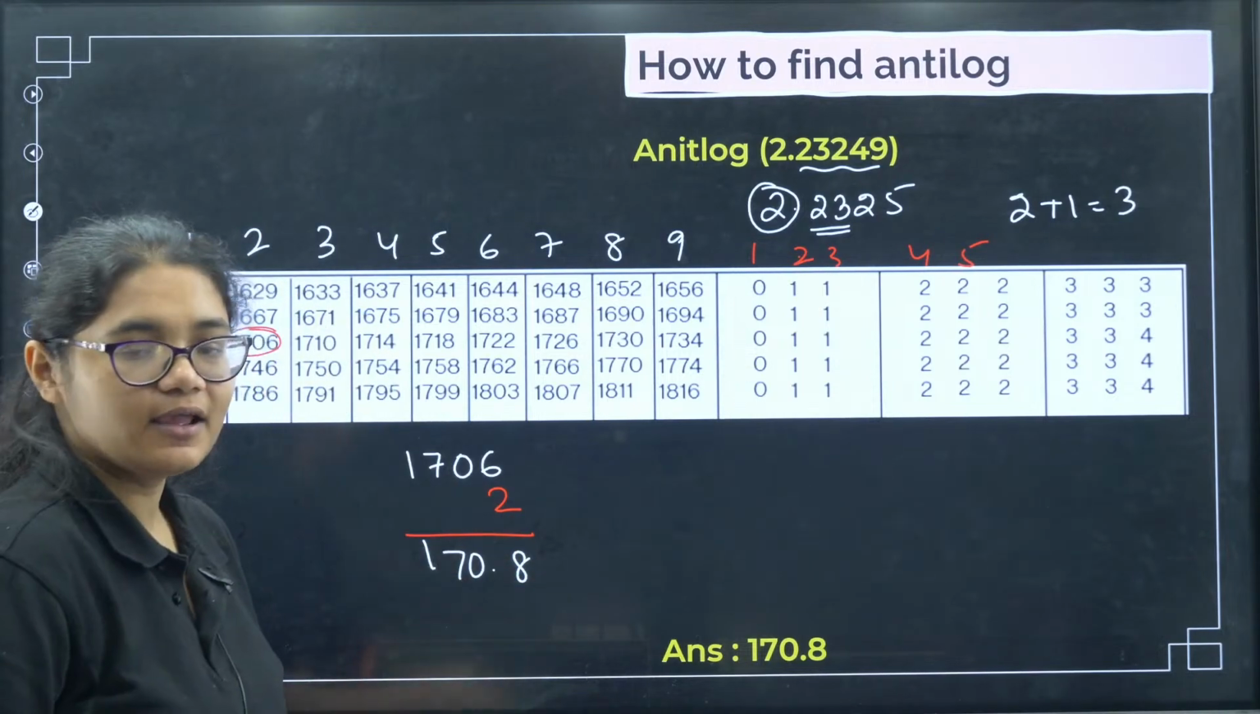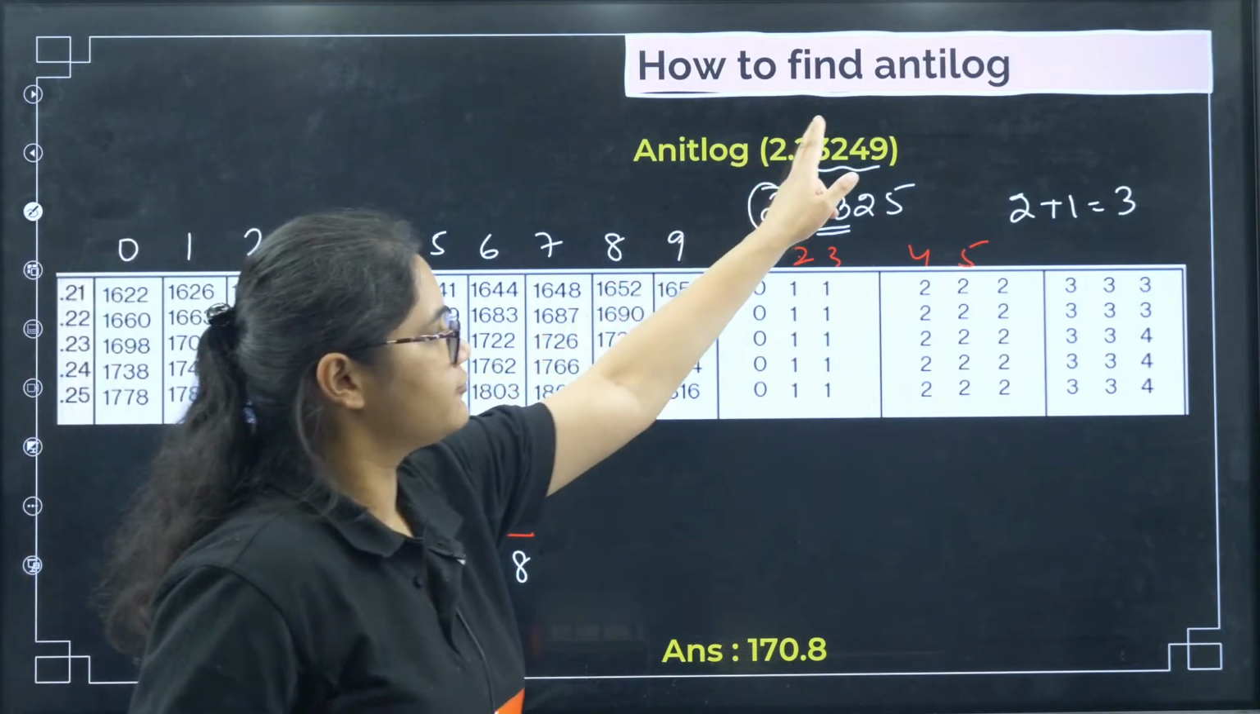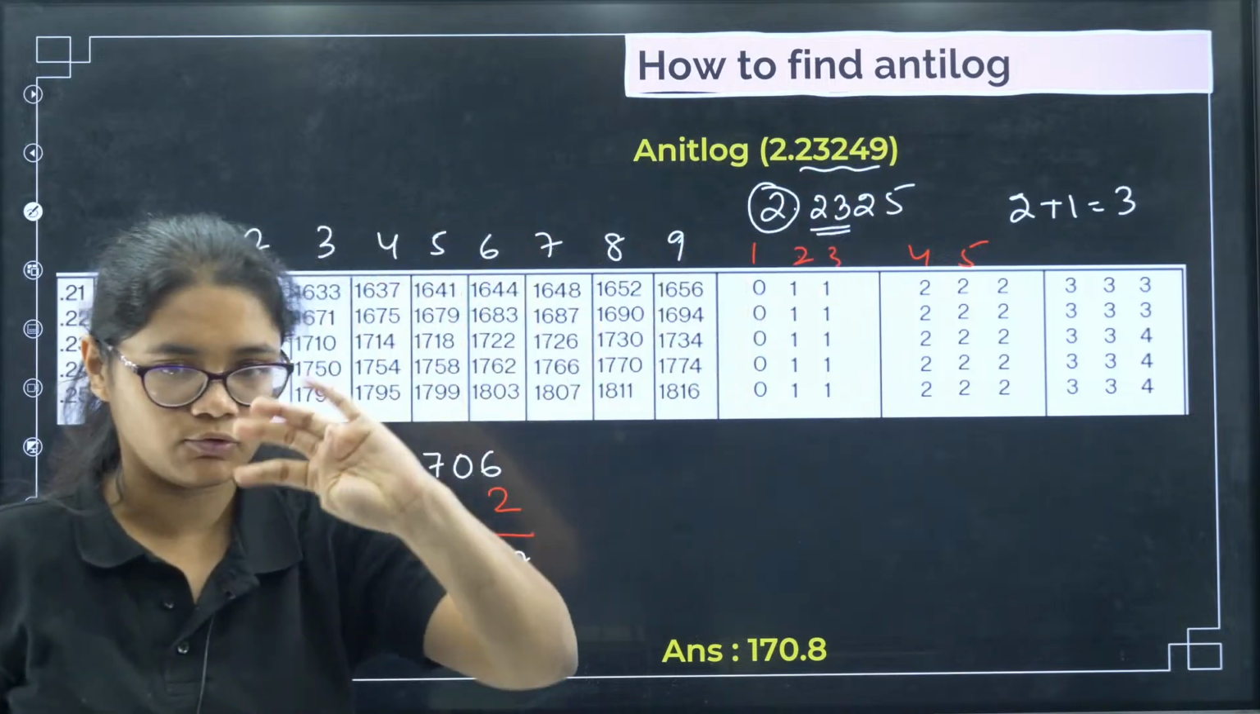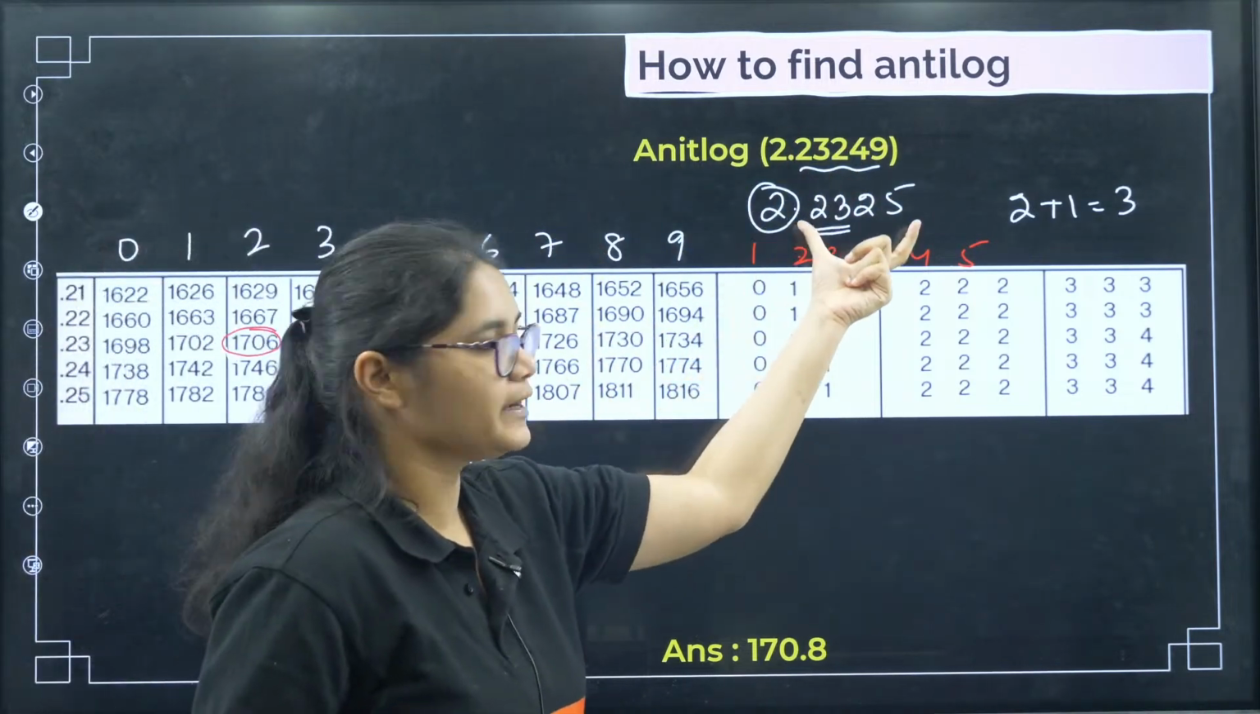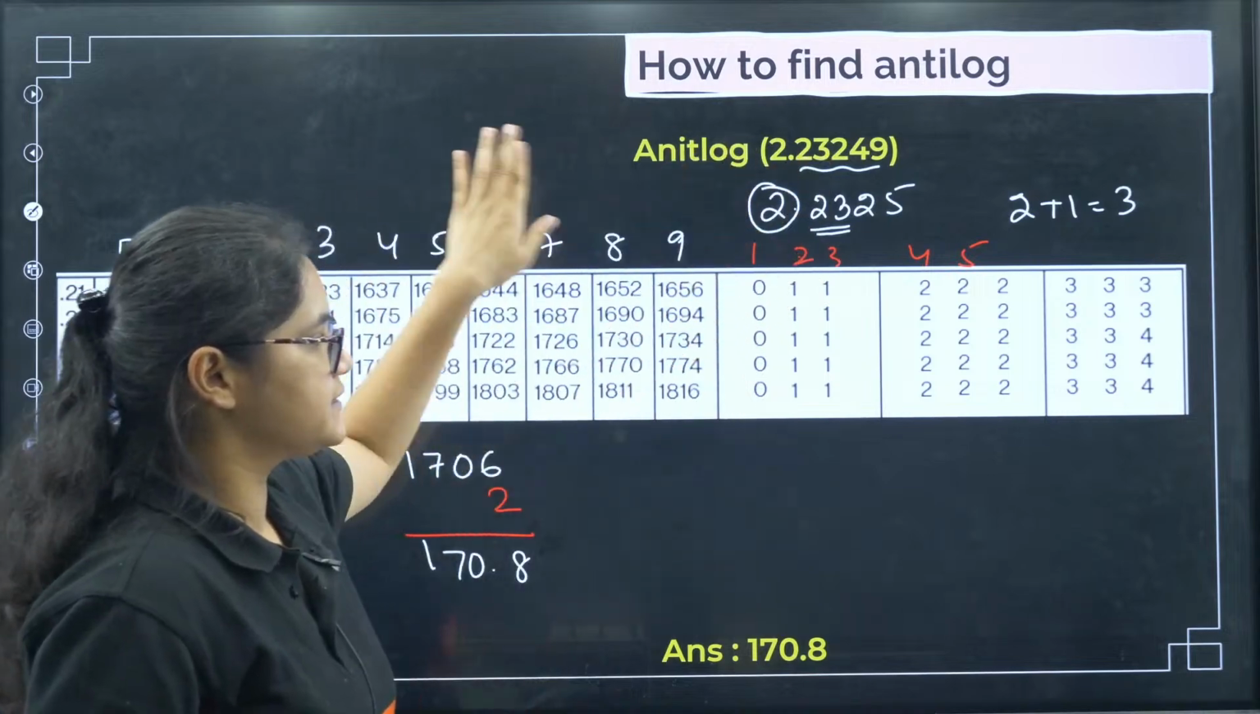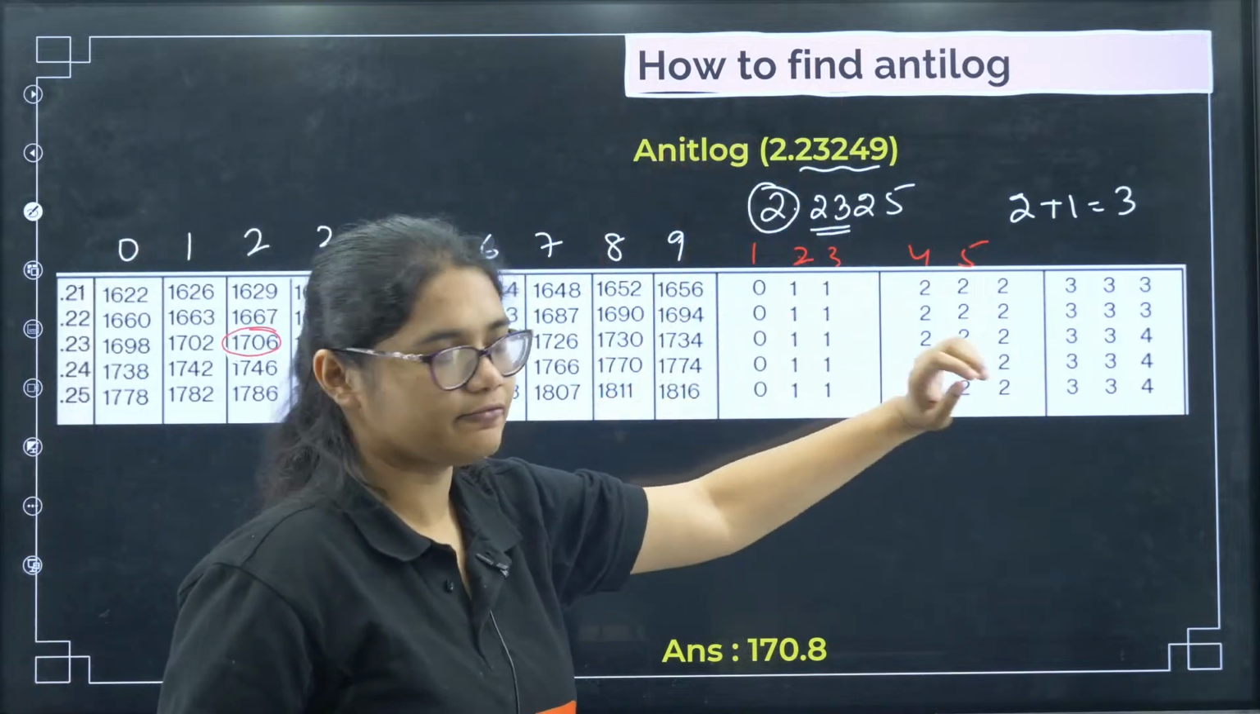I hope this is clear. Once again I am repeating. First of all, after the decimal there should be only 4 places, so we round it off and write it in this form. Then forget what is there before the decimal. After the decimal you have to focus.